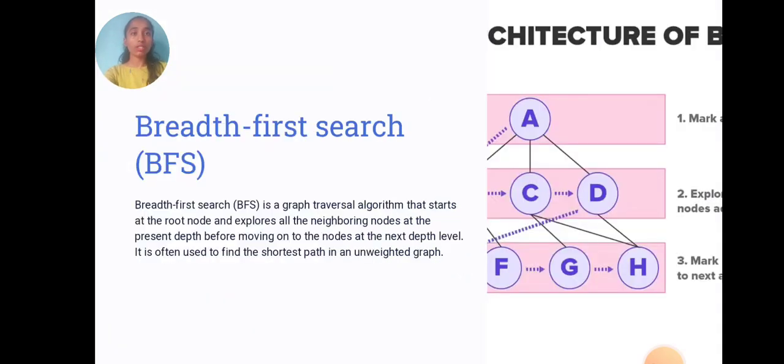Breadth first search. Breadth first search is a graph traversal algorithm that starts at the root node and explores all the neighboring nodes at the present depth before moving on to the nodes at the next depth level. It is often used to find the shortest path in an unweighted graph.